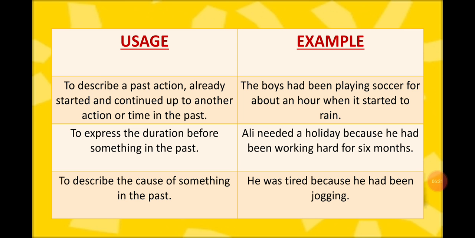To describe the cause of something in the past. Because something that happened in the past, we use past perfect continuous tense to tell about that action. He was tired because he had been jogging. He had been jogging in the past and because of that he is tired now.